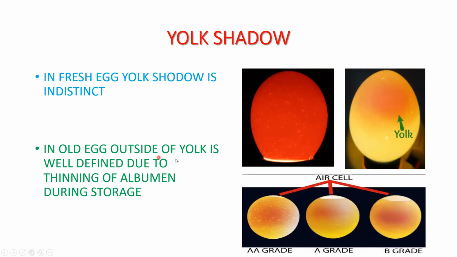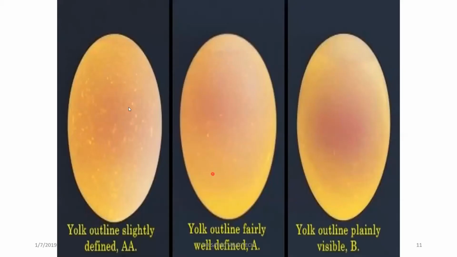So in the old egg, the outside of the yolk is well defined due to thinning of the albumin during storage. Here you can see the yolk outline is slightly defined, and we are not able to differentiate the yolk and the albumin easily. So it indicates it's a very fresh egg, graded under AA. And here the yolk outline is fairly well defined. You can see the outline is well defined, so it shows that it is an aged egg because the albumin has become thin and the outer border of the yolk became very distinct.